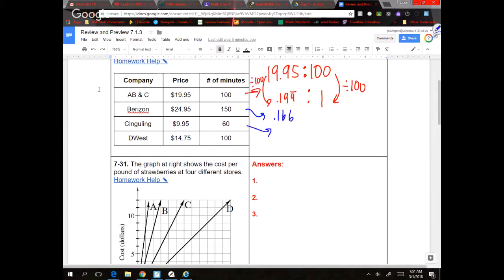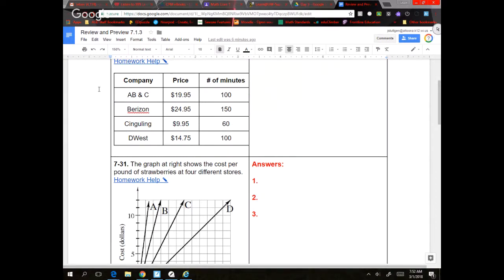The third one, it's very close, 1.658, and the decimals keep going after that. And then the last one here, 0.1475. So the cheapest one is the last one, D West. And that 0.1475, remember, that's 14 cents, almost 15 cents. So that is the answers for the first problem.